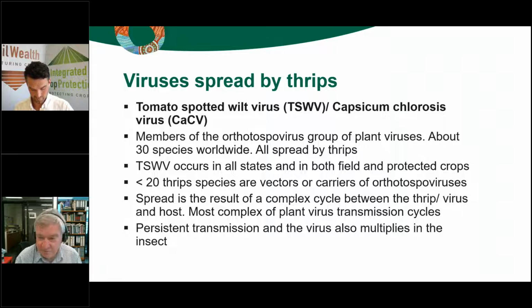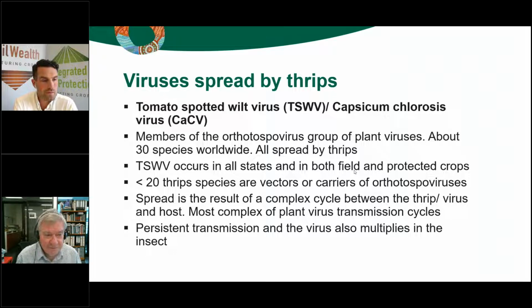Interestingly, there's probably several thousand thrip species that can feed on plants, but only about 20 of those thrip species are vectors or carriers of the tospoviruses. And the spread is a result of a very complex cycle between the thrip, the virus, and the host. It's probably the most complex of the virus transmission cycles for plant viruses. It's persistent transmission, which I'll explain, and the virus also multiplies in the thrip insect as it goes through that particular species.